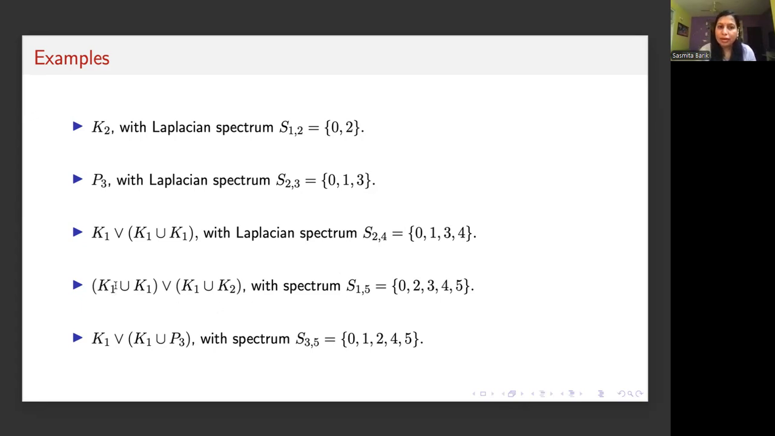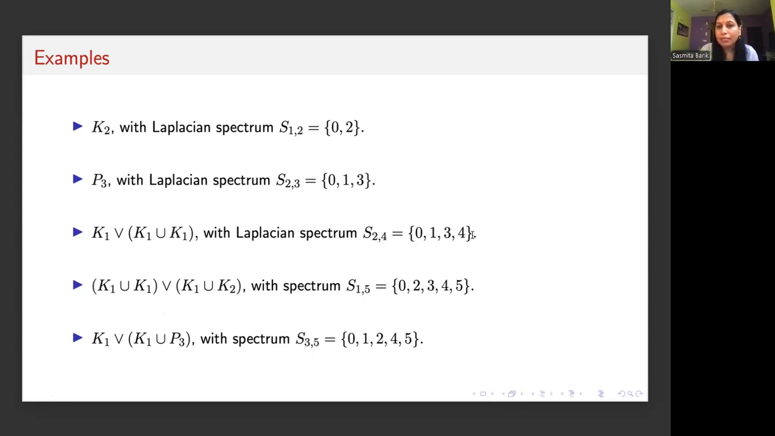Similarly, this is the graph (K1 union K1) joined with (K1 union K2). This is a graph on 5 vertices, and here you can observe that 1 is missing. So this is the spectrum it is taking. These graphs are obtained computationally, or you can just look one by one, with the number of vertices restricted to 5. So these are 2 graphs with 5 vertices. Here 1 is missing, and here 3 is missing.